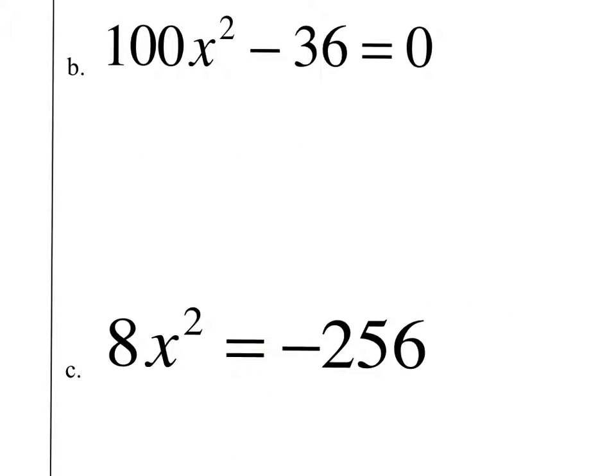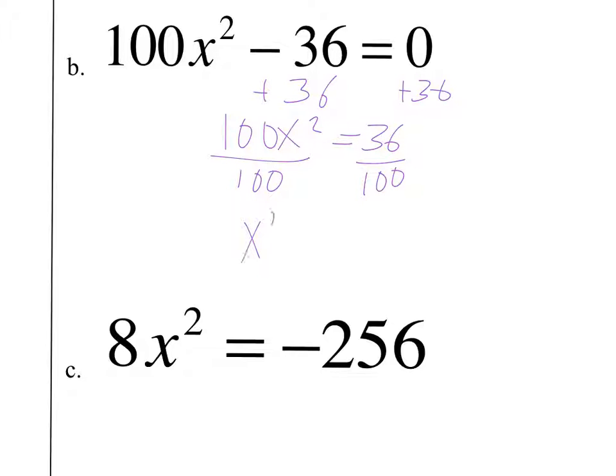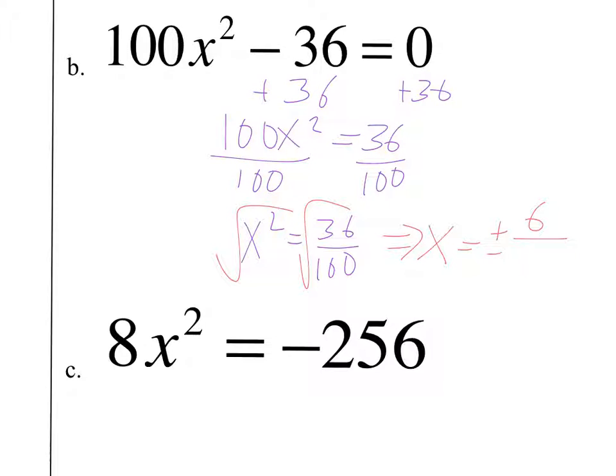Next problem, we got a really similar setup. We're looking at 100x squared minus 36 equals 0. I'm going to add 36 to both sides. We get 100x squared is equal to 36. Divide both sides by 100. X squared is equal to 36 over 100. Now I'm going to take the square root of both sides, and I get x is equal to plus or minus the square root of 36 is 6. The square root of 100 is 10, which could be reduced into plus or minus 3/5.